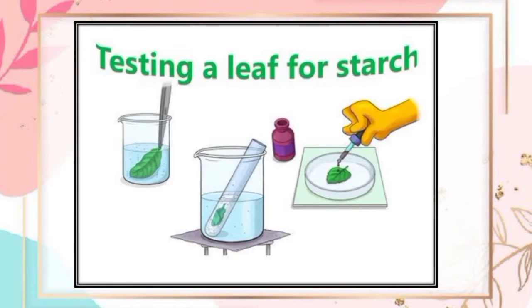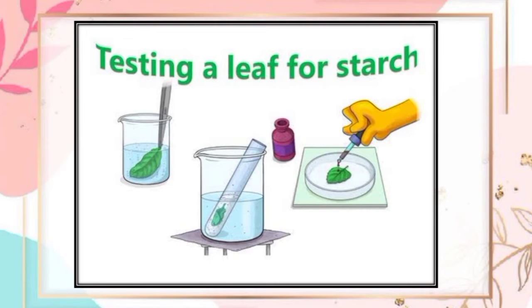Now the second experiment is testing a leaf for starch. The aim is to prove that light is needed by leaves for photosynthesis. Things needed are a potted plant, beaker, water, spirit, iodine solution, and dropper. Method: first step, keep a healthy potted plant in a dark room for a day or two. Water the plant at regular intervals.